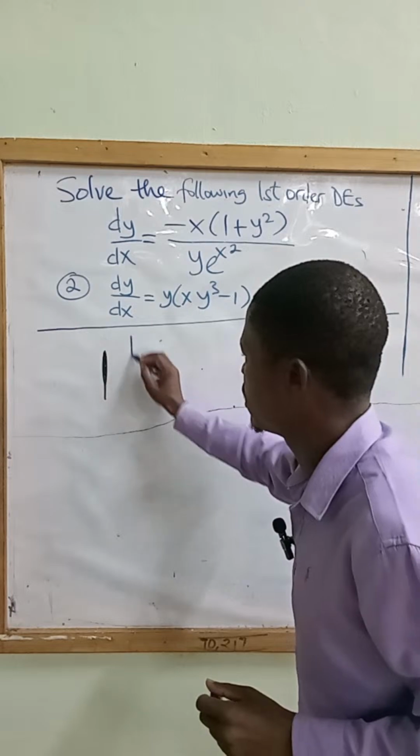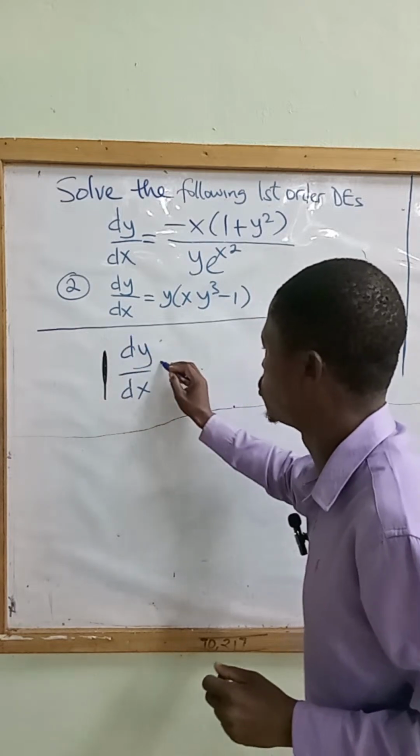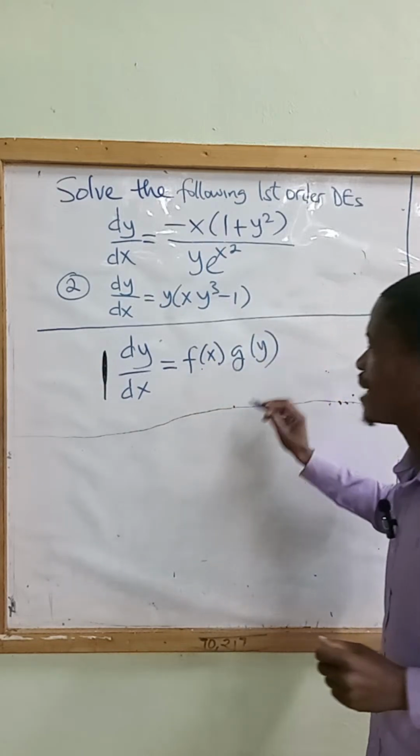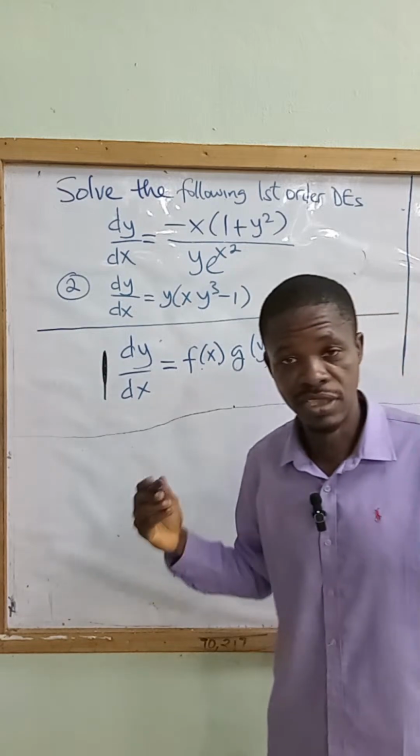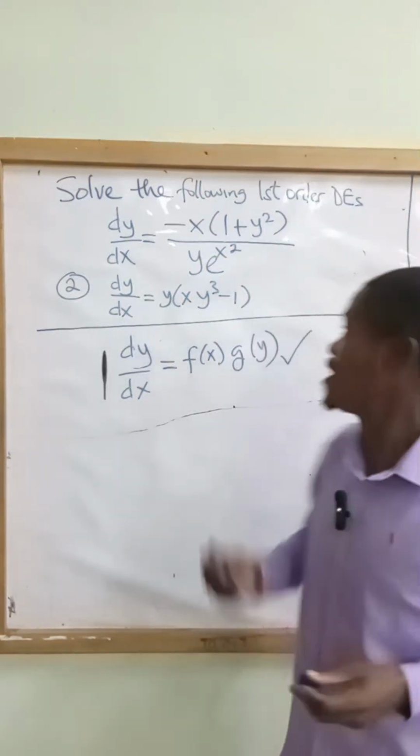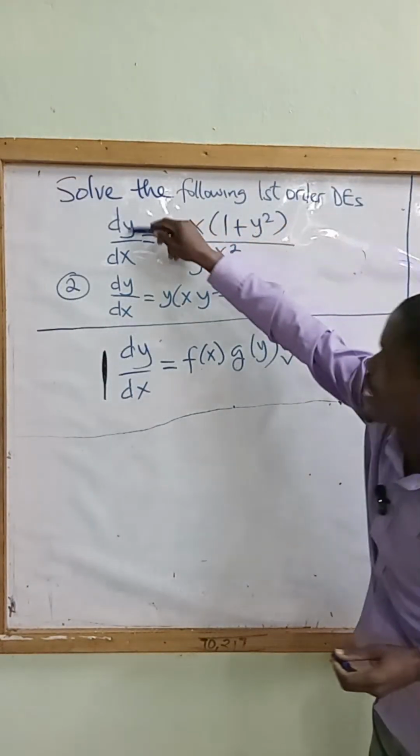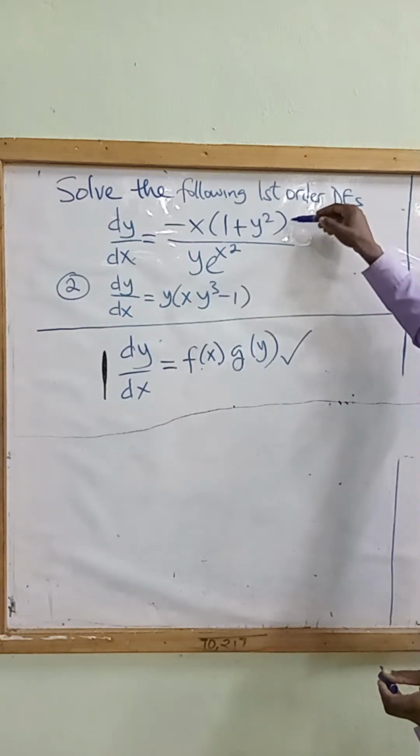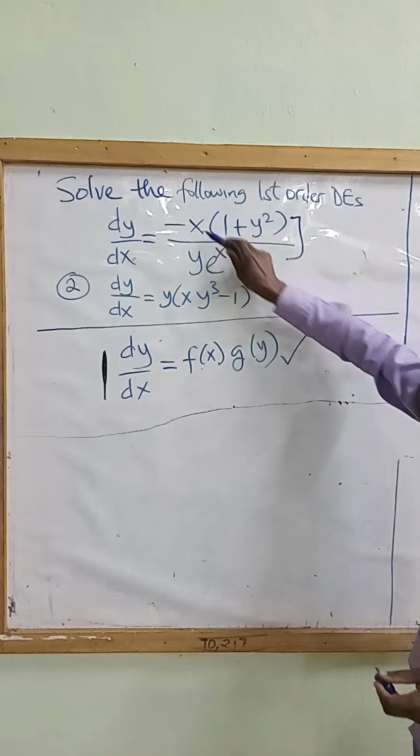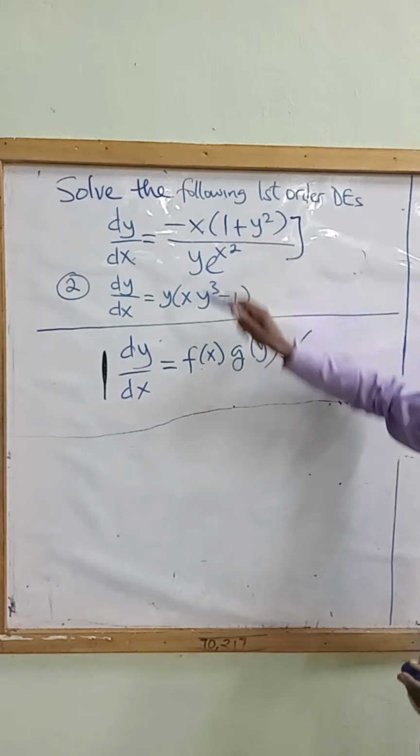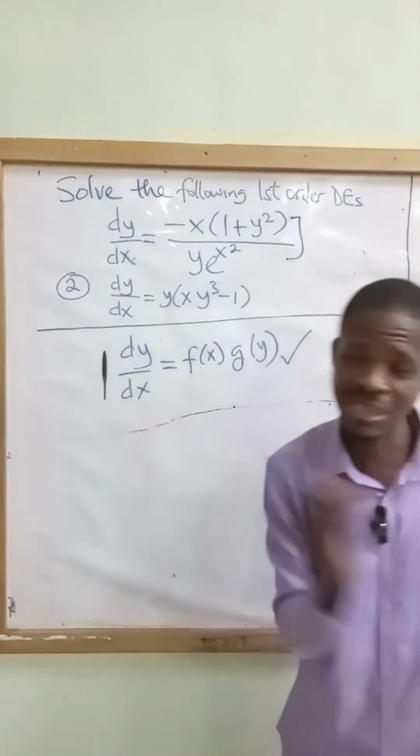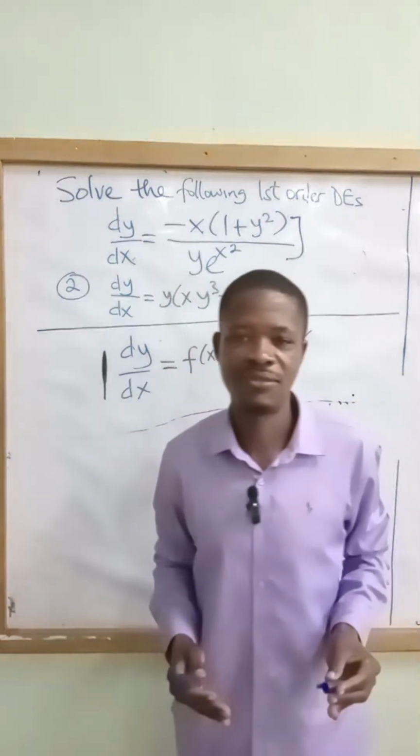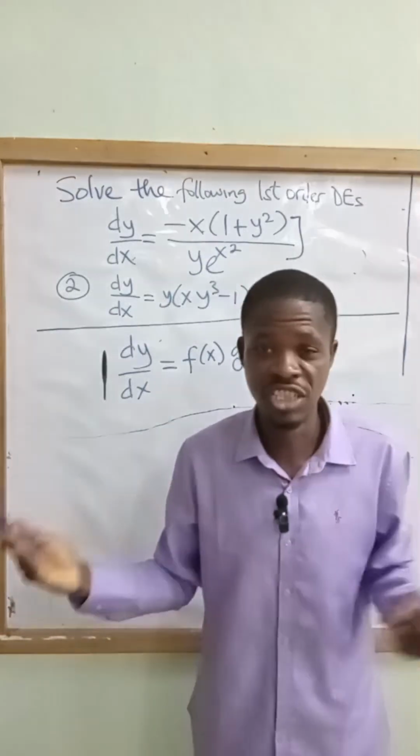A separable differential equation is of this form: dy/dx is equal to f of x times g of y. That is the format for a separable differential equation. If you look at what we have here, you can see the dy/dx, and you have two separate functions, x and y. So what we are going to do is separate the variables, bring the y to one side and the x to the other side, and then do the integration.